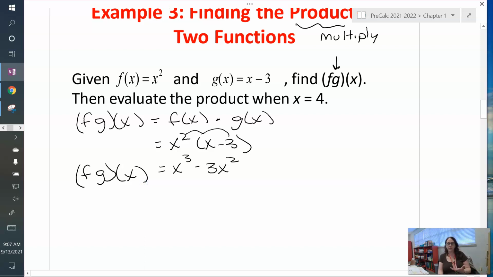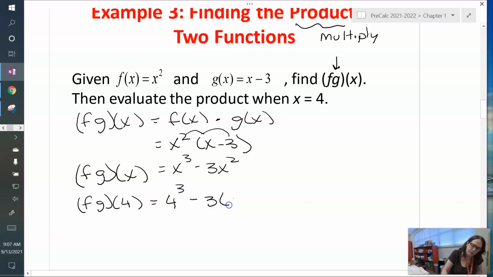And now we're going to evaluate the product when x equals 4. So that means we're going to evaluate fg of 4. So plug in your 4. So 4 cubed minus 3 times 4 squared. And we get 4 cubed, I think, is 64. So if you need to, grab your calculator. 4 cubed minus 3 times 4 squared.